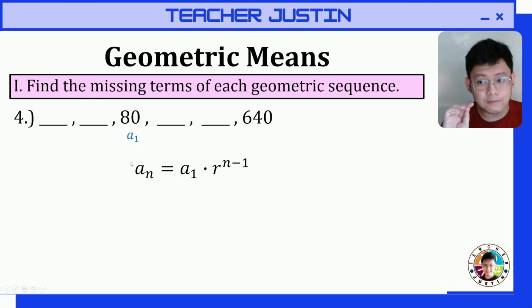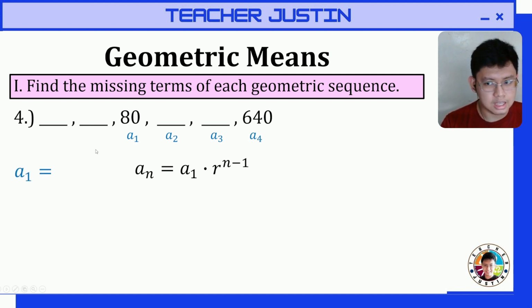So, 80 will serve as our first term muna kasi siya yung ating term na may value. Tapos, itong blank na to will be our second term, third term, and ito yung 640 will serve as our last term, which is the fourth term of our sequence. So, disregard muna natin yung dalawang space sa ating left side ni 80. Now, let's identify our given.